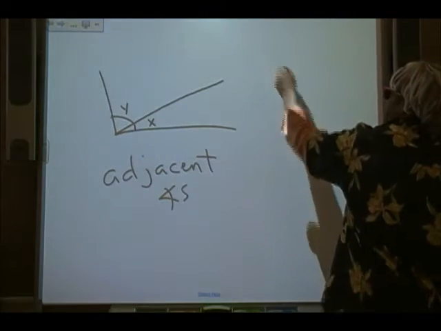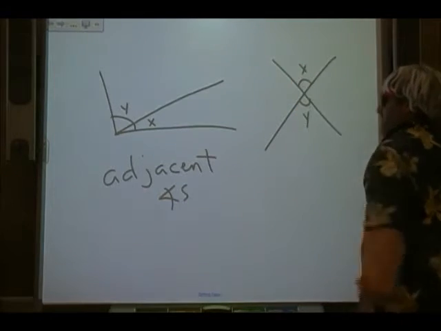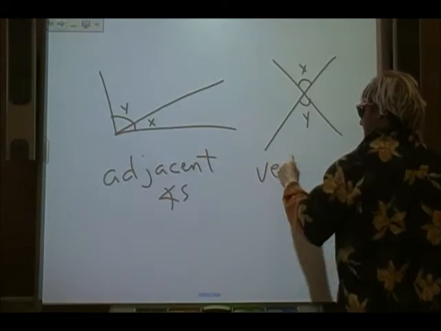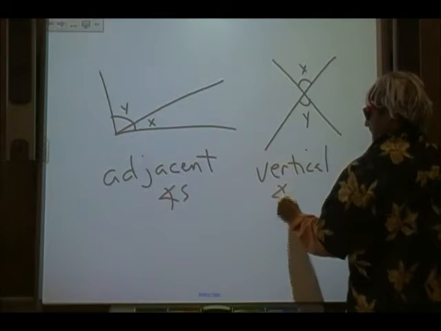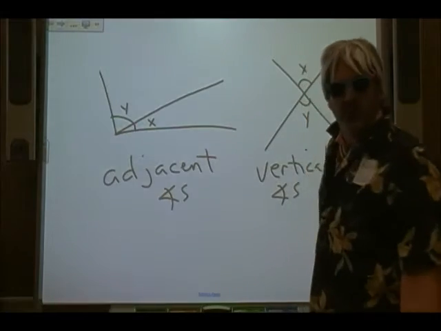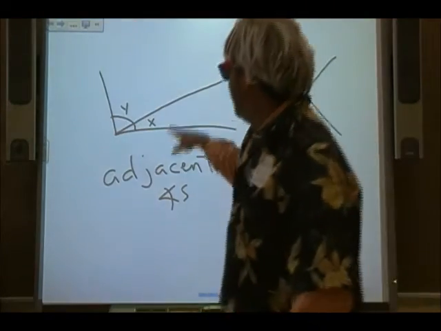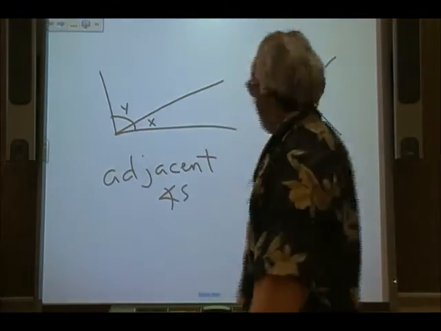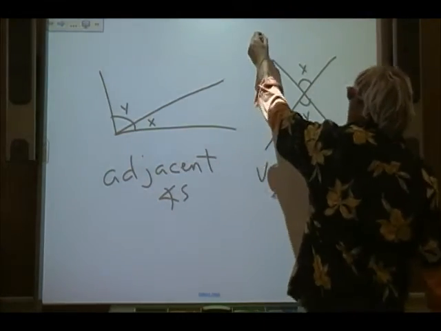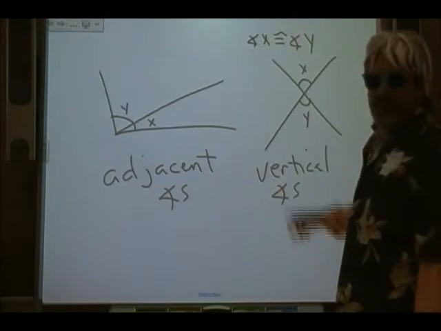Now, if I were to take the lines and put them here, these are called vertical angles. Vertical angles are always congruent to each other. The adjacent angles, it's not necessarily true. These can be congruent, but not always. These are definitely congruent. And how do I write that they're congruent? Well, I could write angle X is congruent to angle Y. That's how I write it.